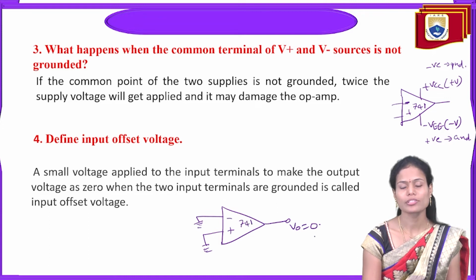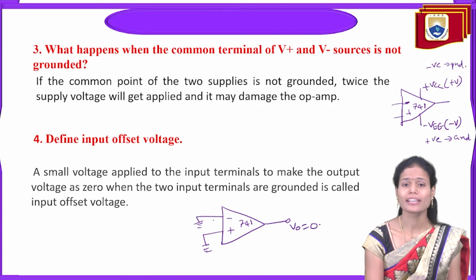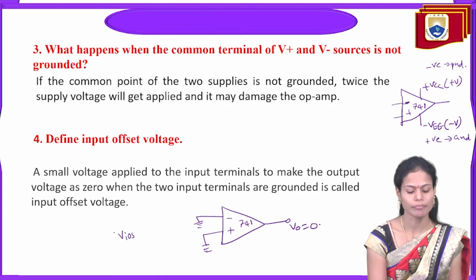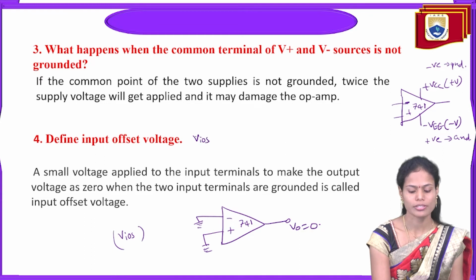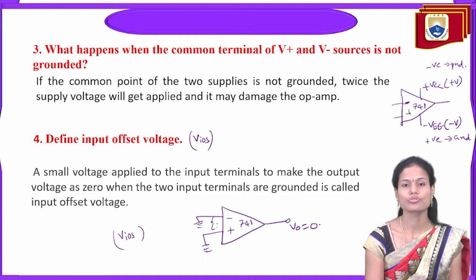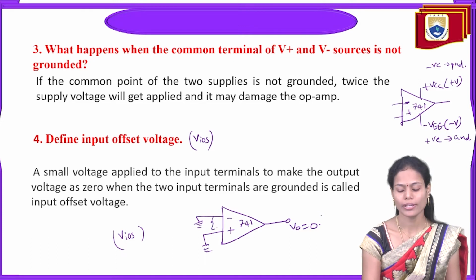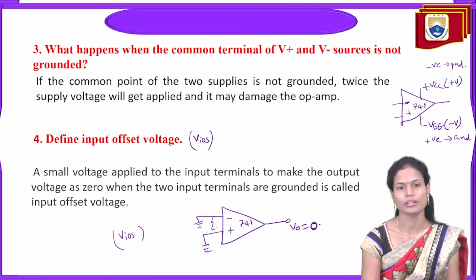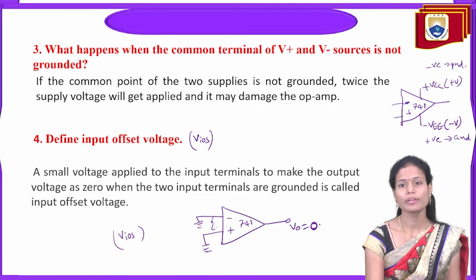But in some practical applications, we may not reach this value as 0. So to make this value 0, we apply some external voltage. That external voltage we call the input offset voltage, VIOS. We indicate it here as VIOS. This VIOS is applied across the two input terminals to make the output voltage 0 whenever both the inputs are grounded or 0 here. In the ideal case, this value must be 0, but in the practical case, we need to provide some value here.